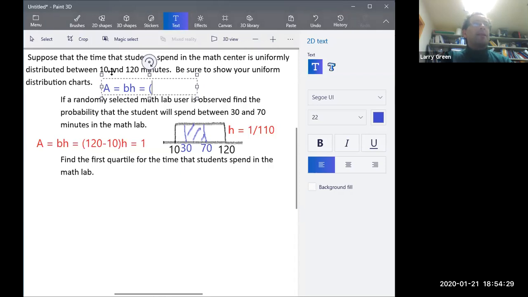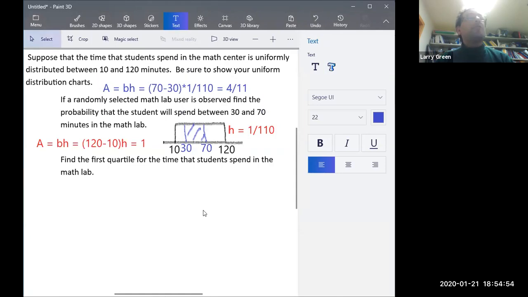40. Yeah, 40. I'm going to actually do the work. It's 70 minus 30 is how you found the base. And the height was 1 over 110. And if you work that out, that's 40 over 110, or 4/11. And I've now answered the first part. Any questions so far?